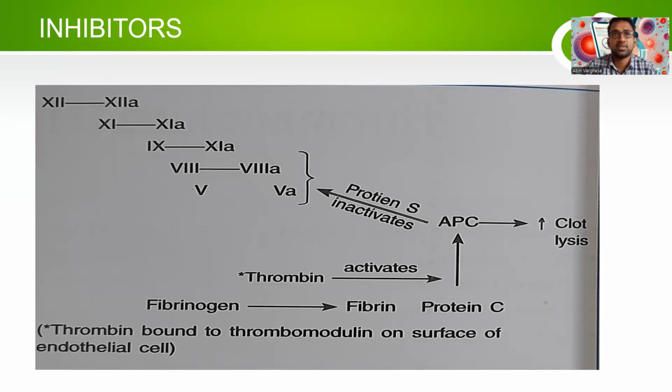Fibrinogen is converted to fibrin with the help of thrombin. This thrombin activates protein C to activated protein C. Activated protein C along with protein S inactivates factor 5. So this process helps to prevent excessive extension of the coagulation cascade.